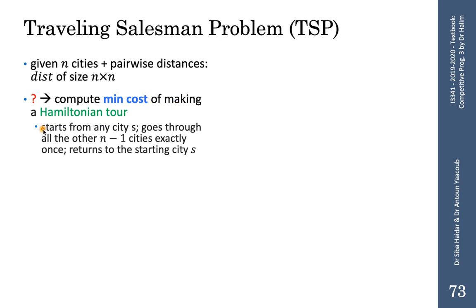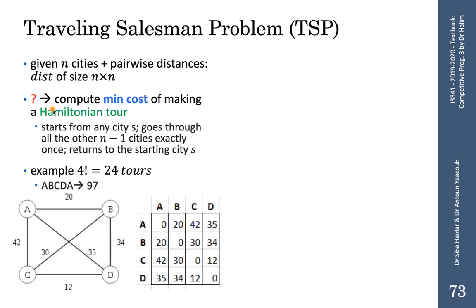What is a Hamiltonian tour? It supposes you start from any city and go through all the other n minus 1 cities exactly once. You visit every city one time and then return to the starting city S. So you make a tour visiting all the cities, and each city only once. This is a Hamiltonian tour.